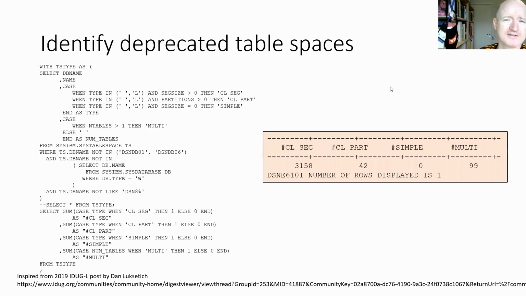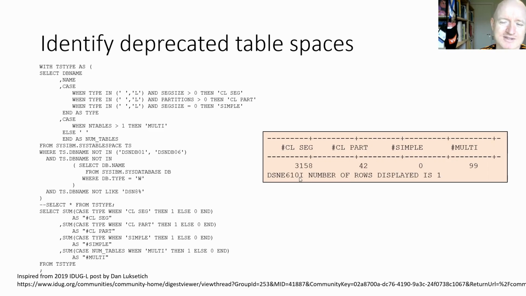So how do you identify deprecated tables? I found an older IDUG post by Dan Luksetich where he had a query. I made some small adaptations to the query, but it's basically his query. You can run it against your catalog tables and figure out how many deprecated objects you have. And you see the result of the query here on the right-hand side.